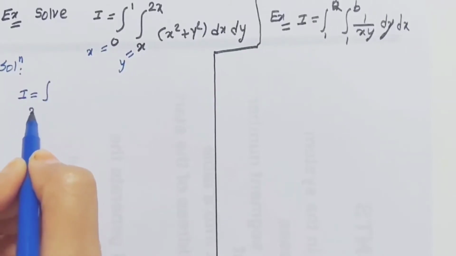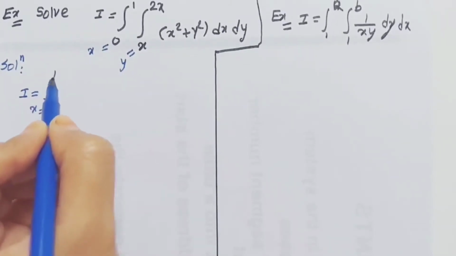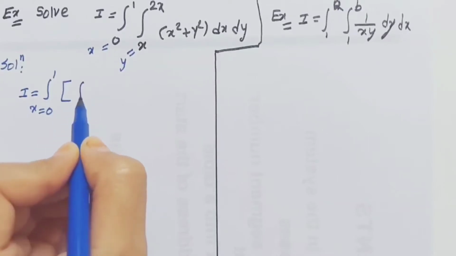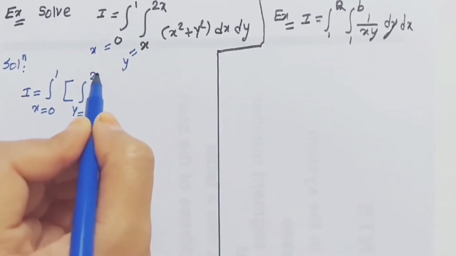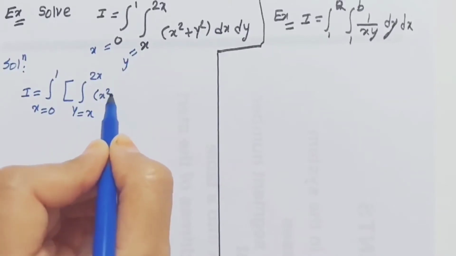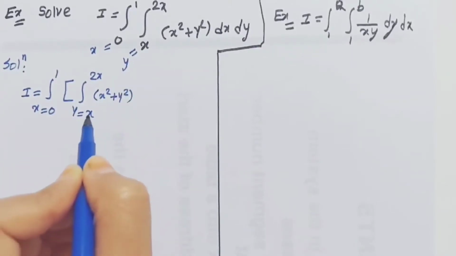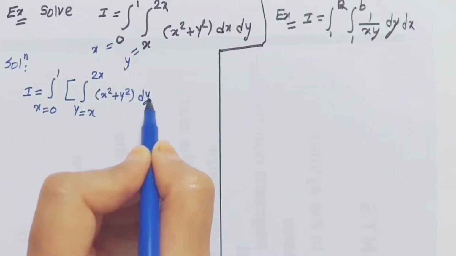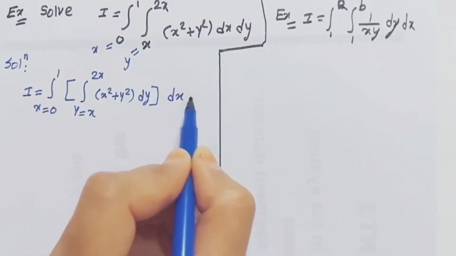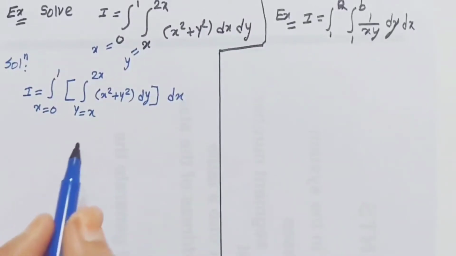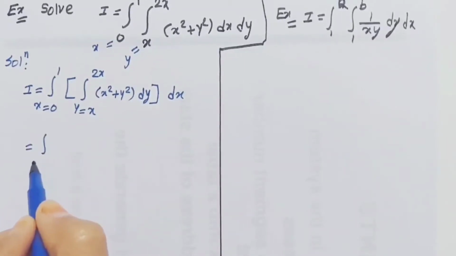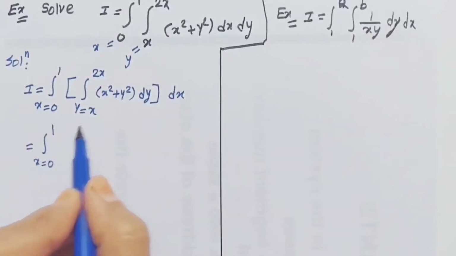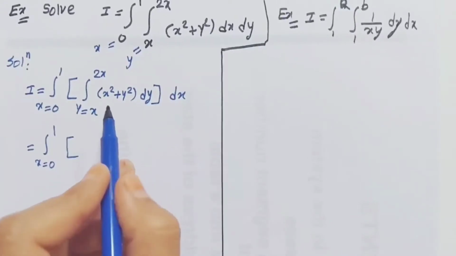Now see here, to solve this integral, the limit of variable x is constant, so we have to integrate with respect to x last, and first we have to integrate with respect to y. Limit of y is x to 2x, x square plus y square. Here it is a limit of y, so it is dy, and outside is dx. When we are integrating with respect to y, the limit of x, 0 to 1, stays as it is, and we integrate the terms one by one.